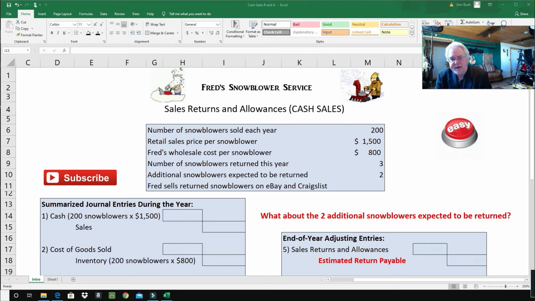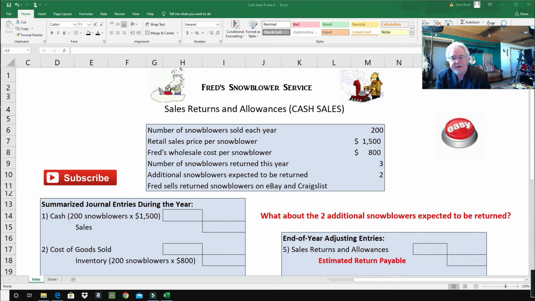So today we are focusing on sales returns and allowances, cash sales. Last time we focused on sales returns and allowances, credit sales. Fortunately, the two are very, very, very similar. There's only one slight difference, and you'll catch on to it. I'm sure it's not that hard.